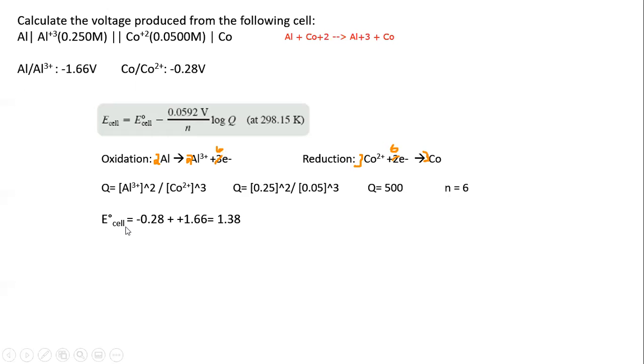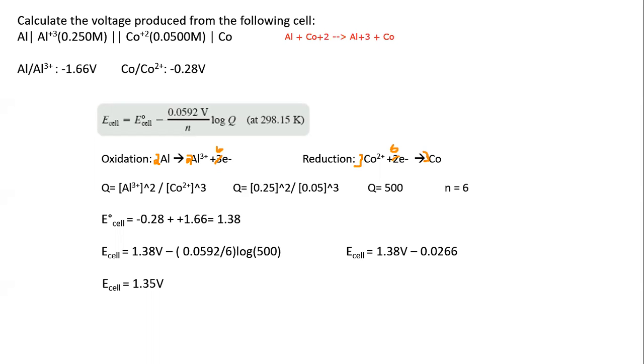Calculate the standard cell potential. Again, cobalt 2 plus is being reduced, so it's a negative 0.28 reduction potential. Aluminum is being oxidized, so we've got to change the sign of its reduction potential to find the oxidation potential, and we get a standard cell potential of 1.38. Plug it into the Nernst equation, and we get a cell voltage of 1.35, which makes sense because since we have lots of product, very little reactant, the Q is very large, so therefore the cell potential is going to decrease.